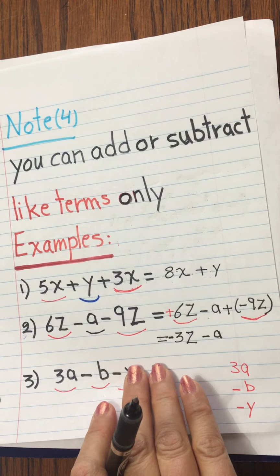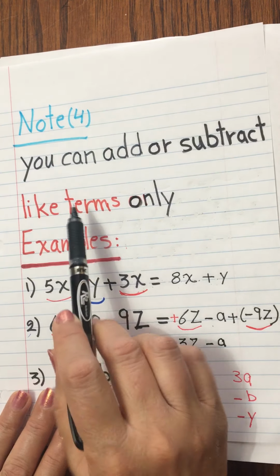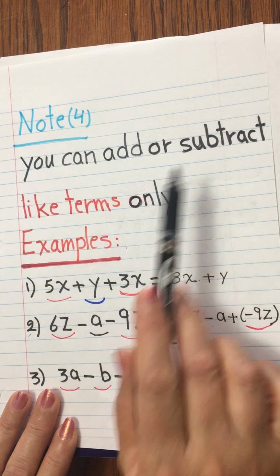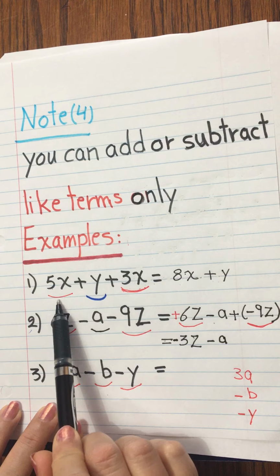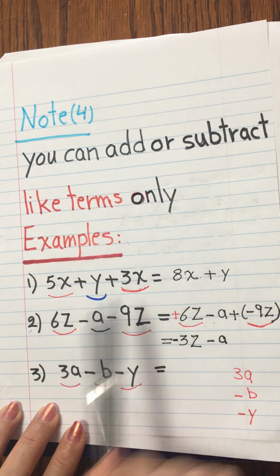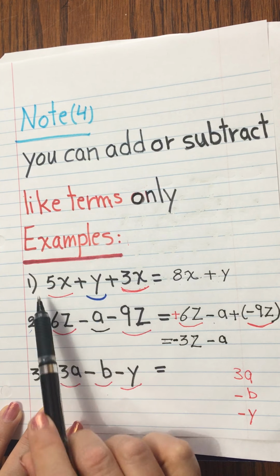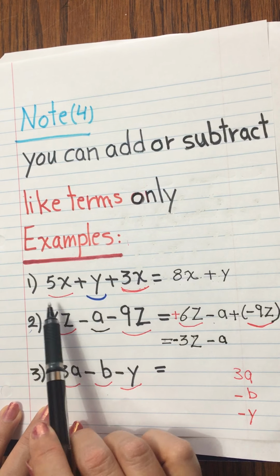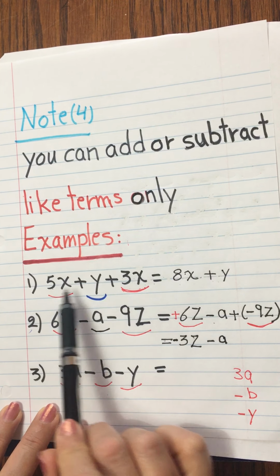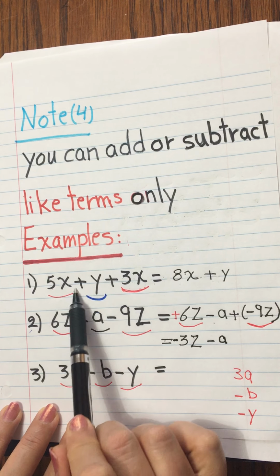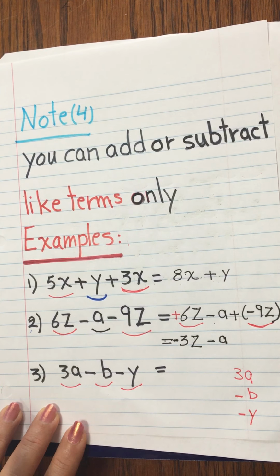So I have note 4. Note 4, you can add or subtract like terms only. So if I have 5x plus y plus 3x, first, how many terms do you have, guys? 1, 2, 3. Terms are always separated by positives or negatives.